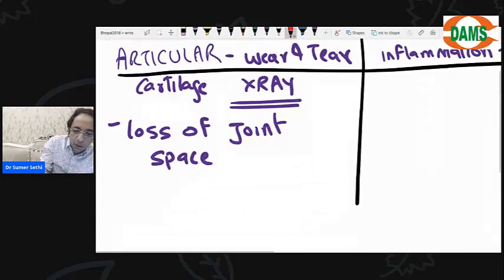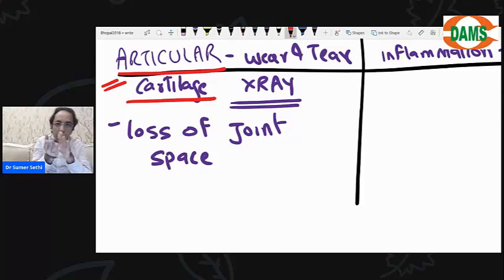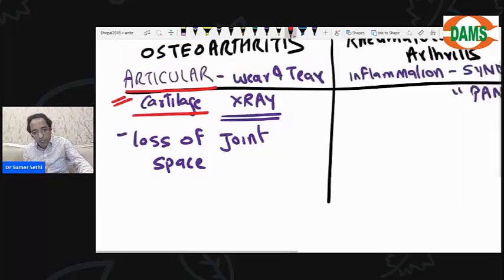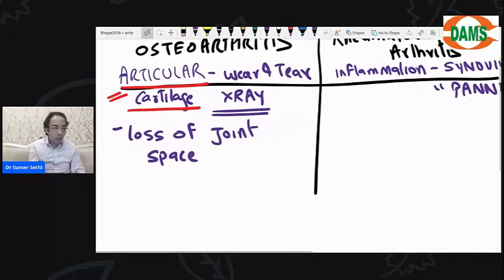Do you remember, in the joint, the articular surfaces of the bone are lined by hyaline cartilage called articular cartilage. Cartilage अगर है तो वहां पे cartilage is not seen on X-ray. That is why we see the joint space. So X-ray पे osteoarthritis में मिलेगा loss of joint space.